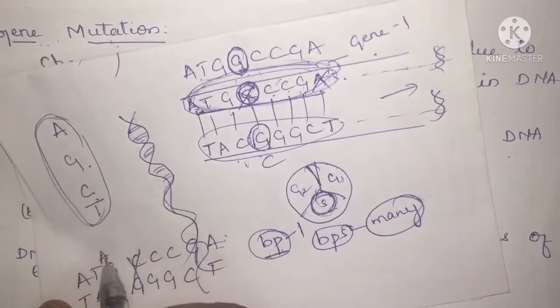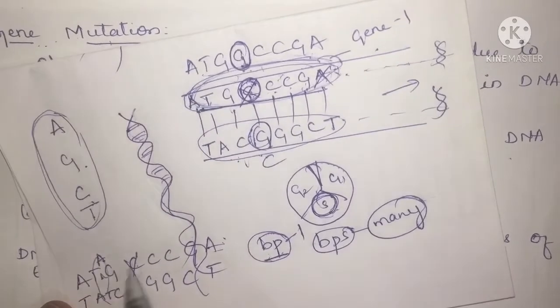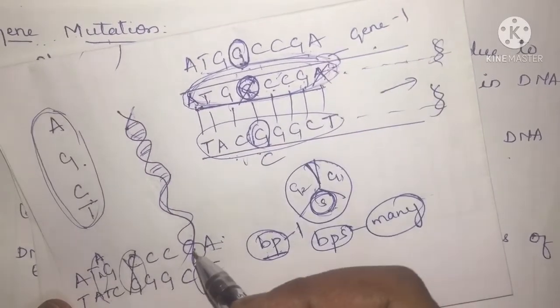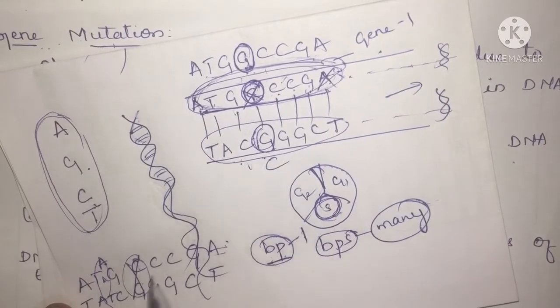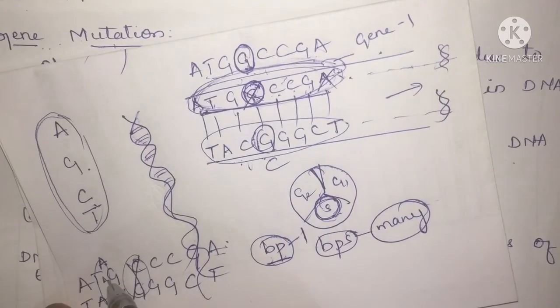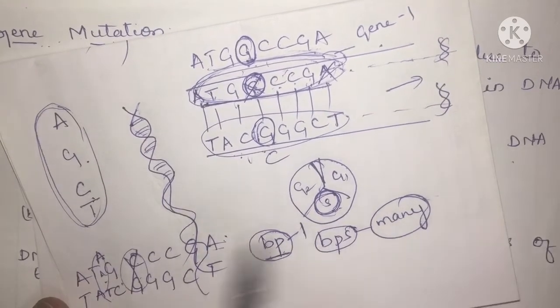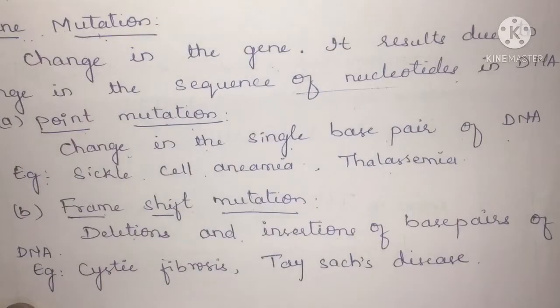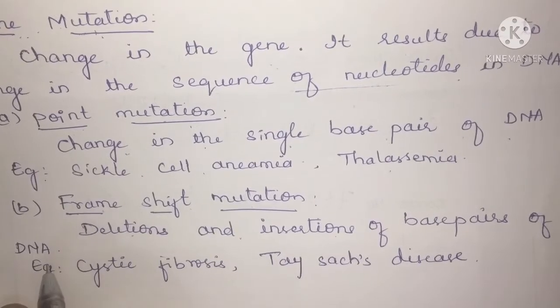Now if this sequence is there, and somewhere in between something has been added. What has been added here? A, and here it will be T. This addition or deletion of many base pairs, not only one, many. It can be 2, it can be 3, not one. If it is one change, then it will be point. If there is more than 2 changes, then we call it frame shift mutation. So frame shift mutation can occur because of deletions or insertions of base pairs of DNA.